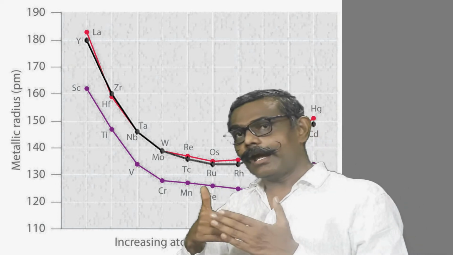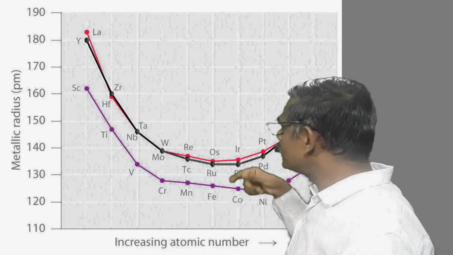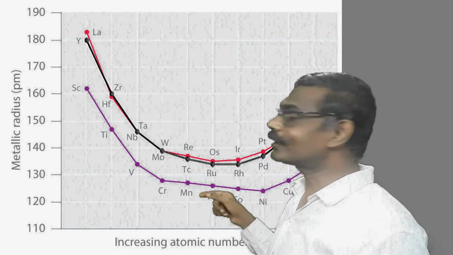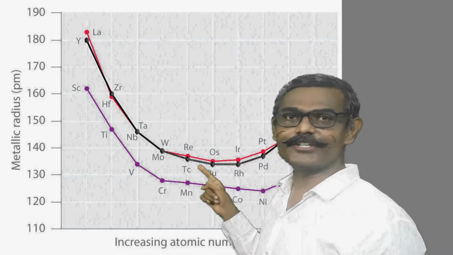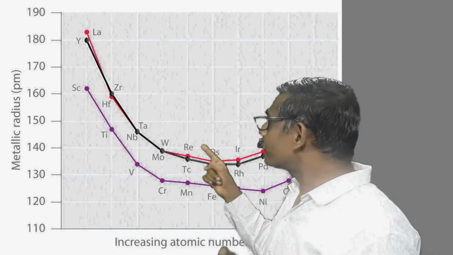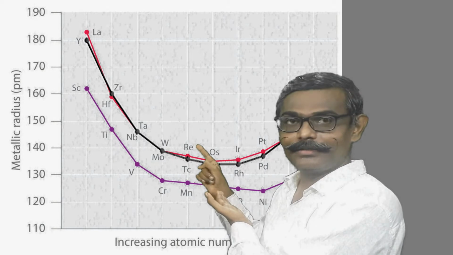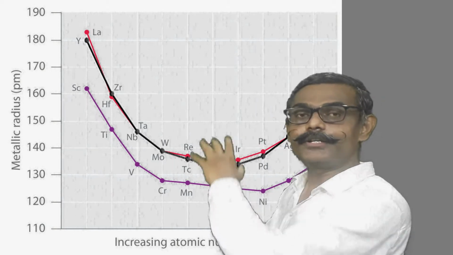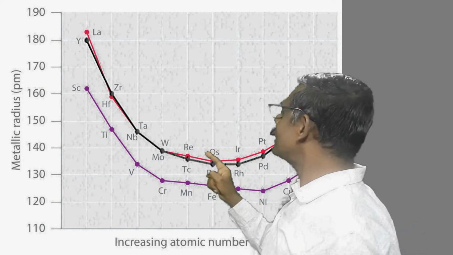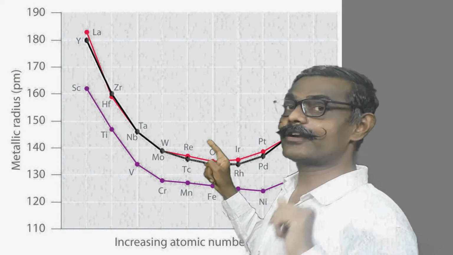The 3D and 4D transition series elements have a considerable difference in atomic size. Whose size is larger? The 4D element size is larger. But surprisingly, the size of 5D was found to be the same as that of 4D. It was expected to be larger, but it is equal. So the comparative size of 4D and 5D series elements is a consequence of lanthanoid contraction.